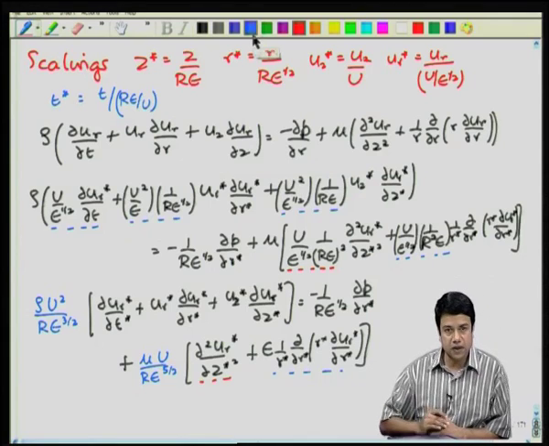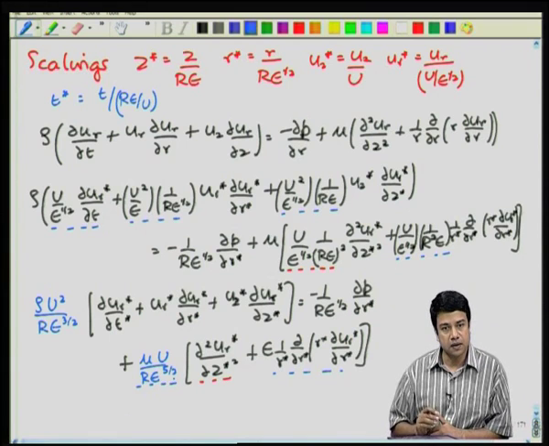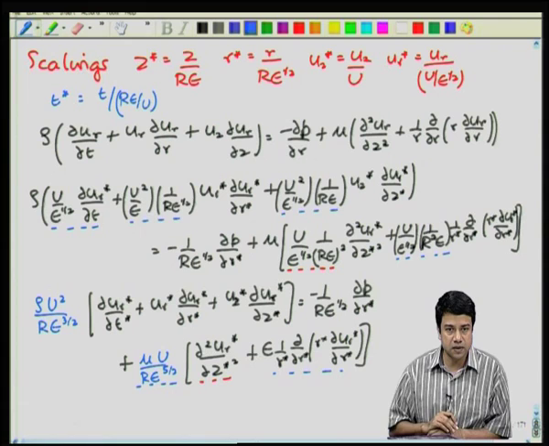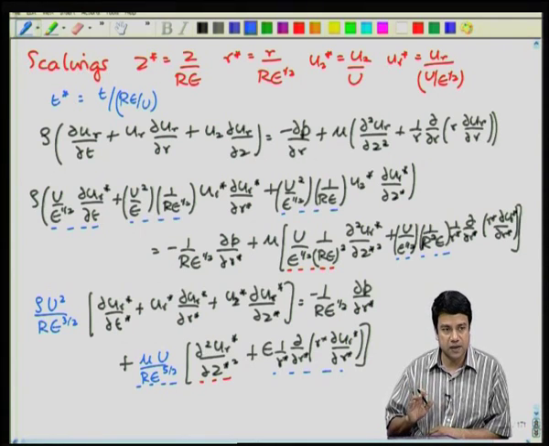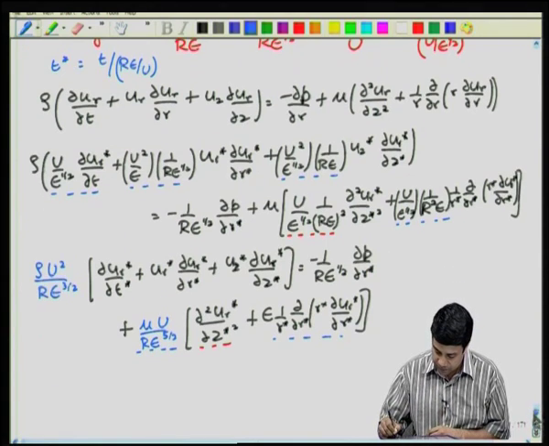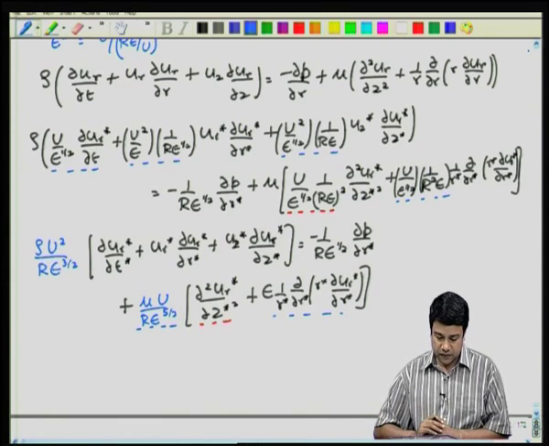Now, to get the scaled equation, I divide throughout by this prefactor. I prefer to divide by the viscous forces because I expect the viscous forces to be dominant in this case. Of course, once I divide, I will end up with a Reynolds number, and that Reynolds number will tell me actually if the viscous forces are dominant or not. But anyway, we will divide by this and then find out what the result is. So, divide throughout by mu u by r epsilon power 5 halves.